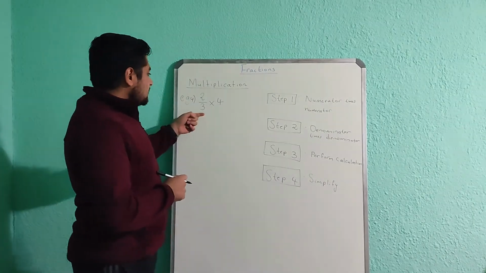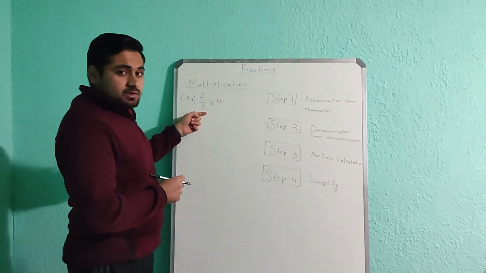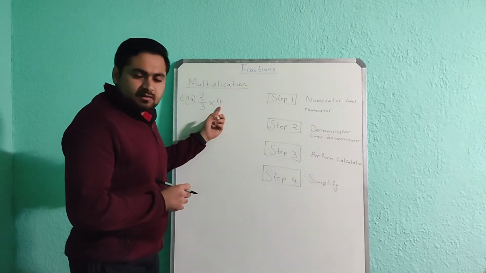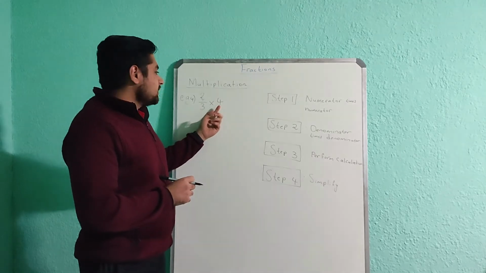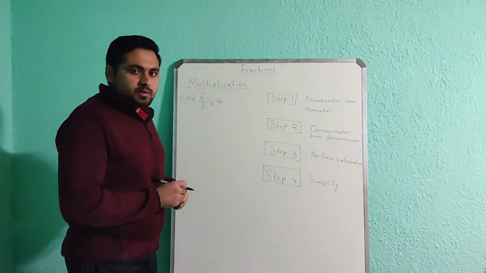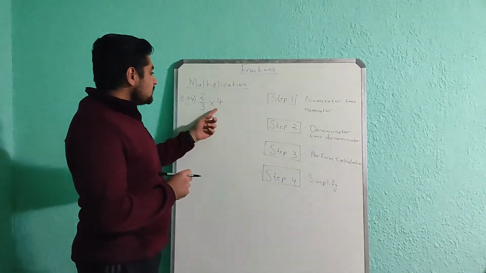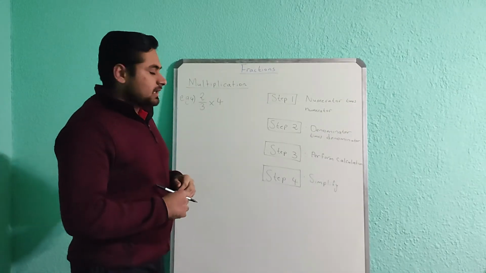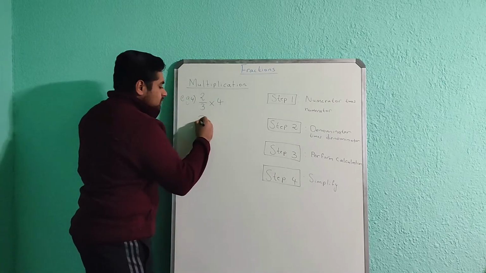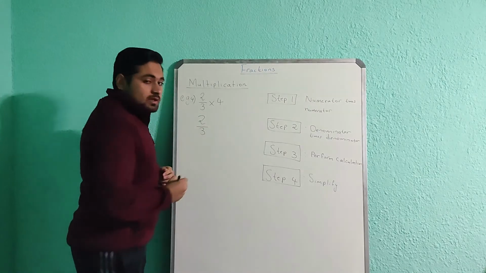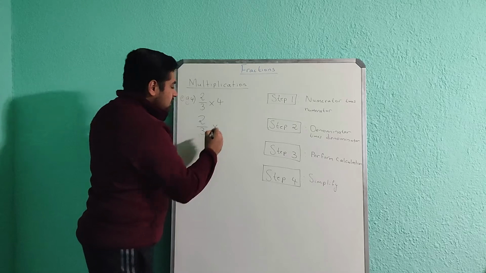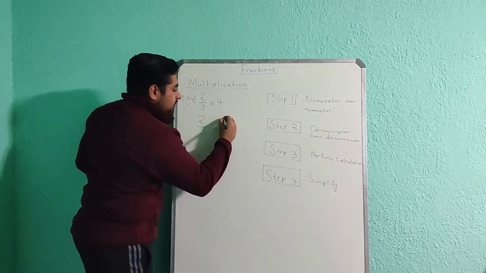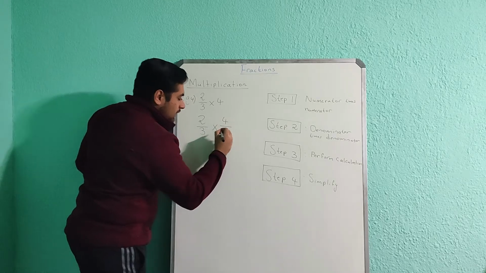As we can see, the first fraction says 2 over 3, and the second one isn't a fraction, it's just a number on its own. So what do we do? In this case, we need to convert this whole number into a fraction as well. So how do we do that? We write 2 over 3 times this 4, which becomes the numerator, 4 over 1.